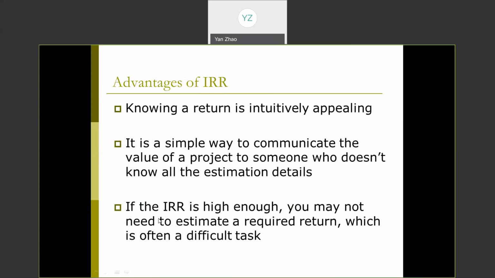Also, if the internal rate of return is high enough, you may not need to estimate a required rate of return, which is often a very difficult task. We have a whole chapter, the cost of capital, at the end of the semester, showing you how to calculate the required rate of return, which is not an easy job. So if the internal rate of return is very high, you don't really have to do that anymore because you know this is going to be a very good project.